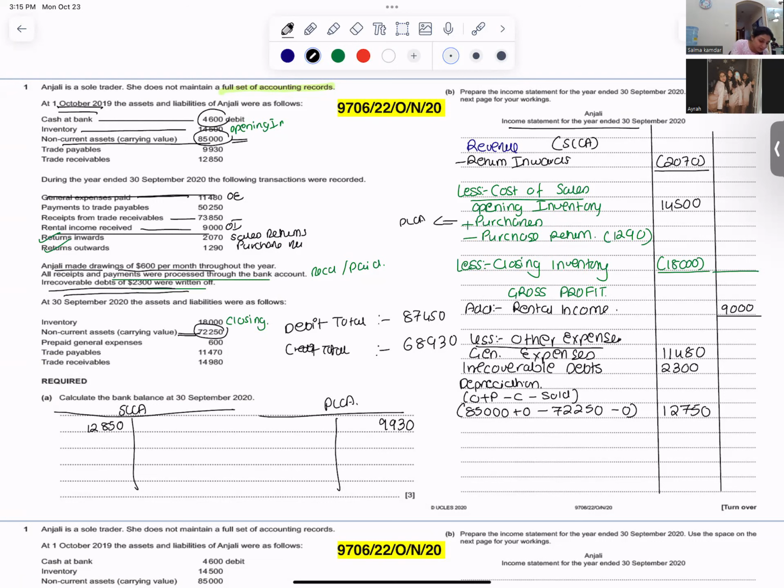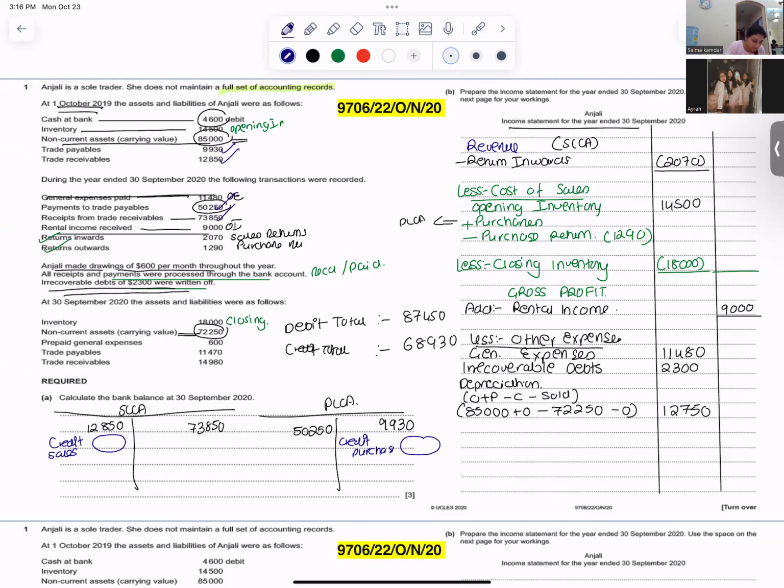Payment to trade payables, which side? For PLCA we'll write on the debit side, and for SLCA, credit side. We are making this to find out the credit purchases and credit sales. I know what is going to be my balancing figure. This is done, this is done, this is done.